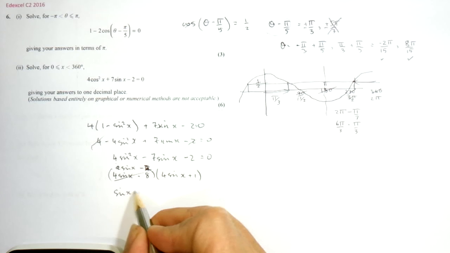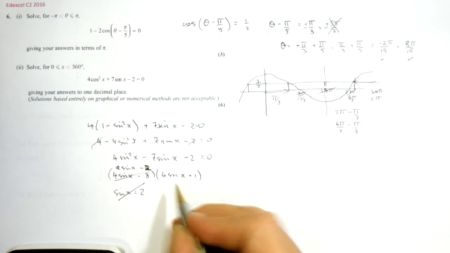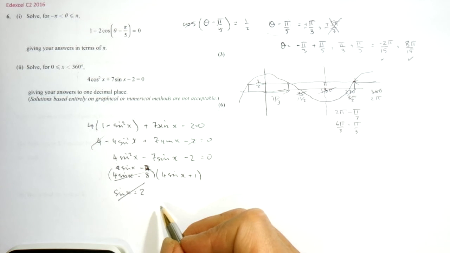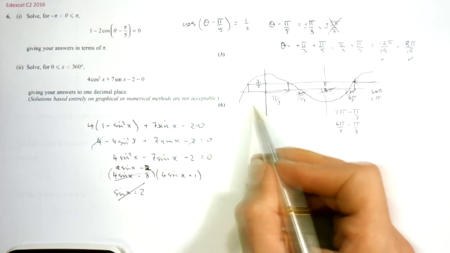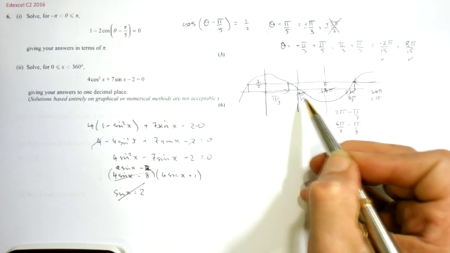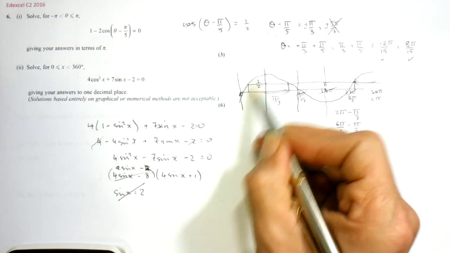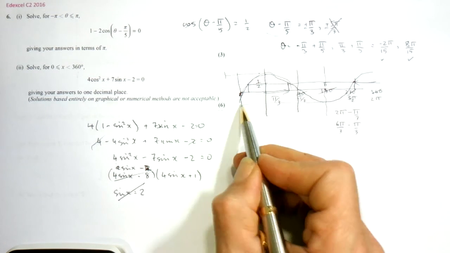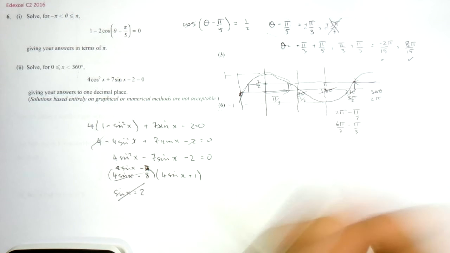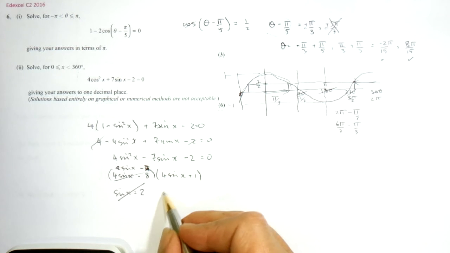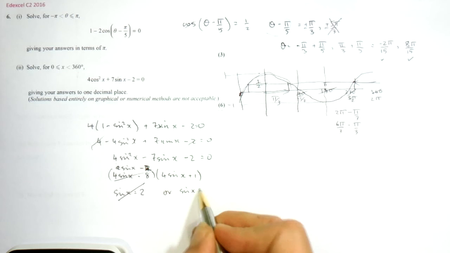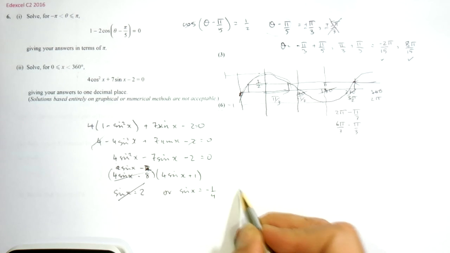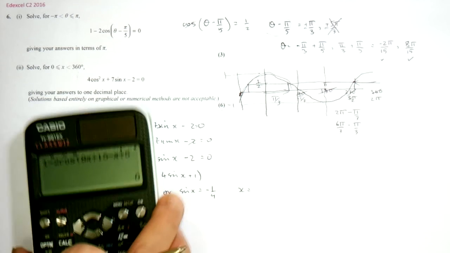Solving, we've got sine x equals 2, which is never going to happen because sine is limited on the graph between, similar to the cos graph, but the sine graph starts here. Well, it starts here, doesn't it? 0, 90. And its maximum value is 1, the minimum value is minus 1. So to get 2, it's not going to happen. Or sine x equals minus a quarter. And so x is equal to sine minus 1 of minus a quarter.